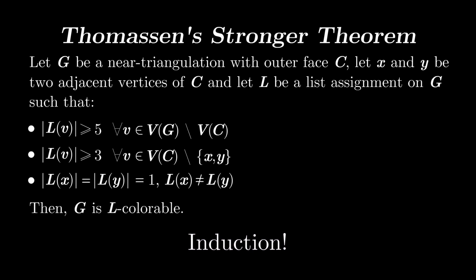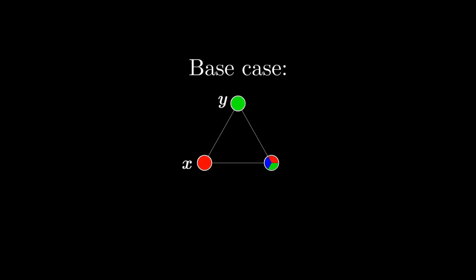We will use a strong induction on the number of vertices of the graph. The base case is when we have a triangle with 2 vertices assigned one color and the third one with a list of 3 colors. It is clear that in each case the graph can be colored. Now, let's do the induction step. Assuming that the theorem is true for all graphs with less than n vertices, let's prove it for a graph G with n vertices. We will do 2 cases.